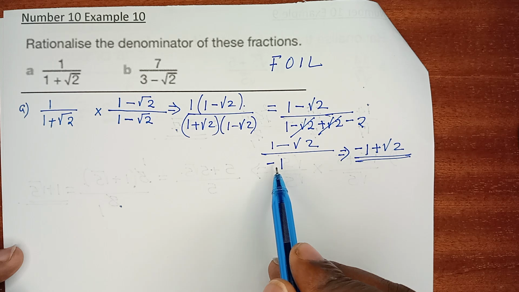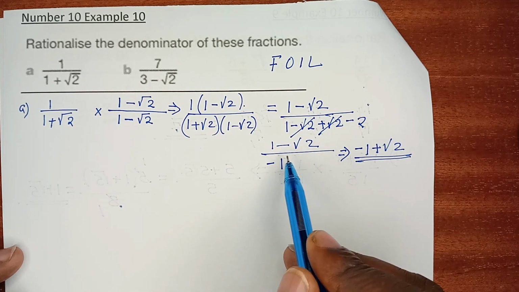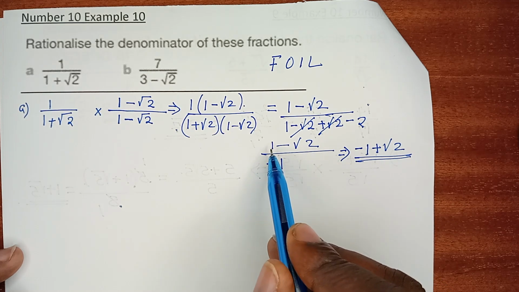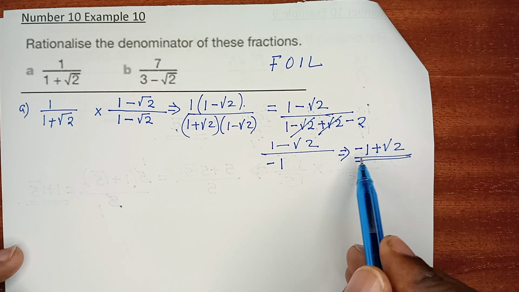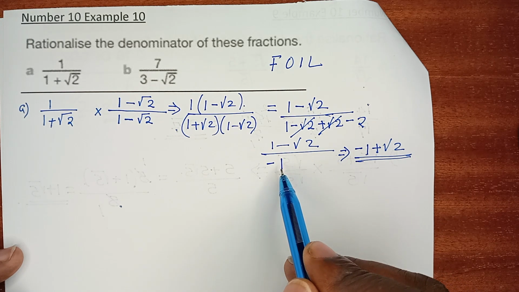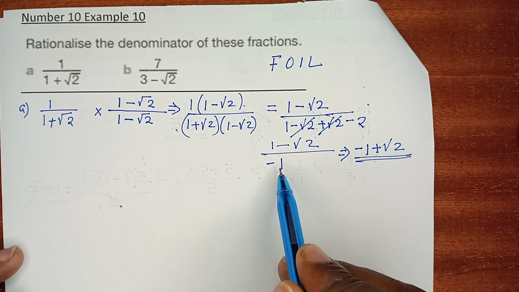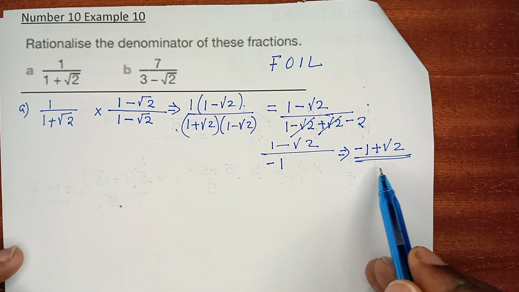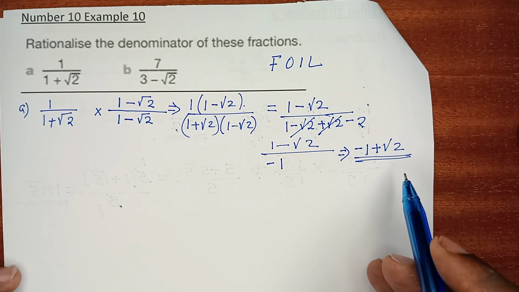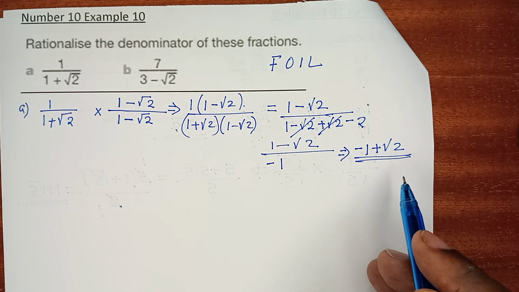Remember, the numerator, when we divide both sides by negative 1, we have this 1 divided by negative 1 becomes negative 1, minus root 2 divided by minus 1 becomes positive root 2, and minus 1 divided by minus 1 becomes 1, and there is no point of writing it over here. So that is it for part A.